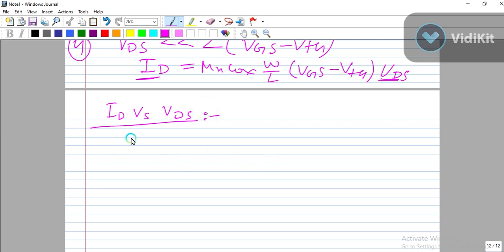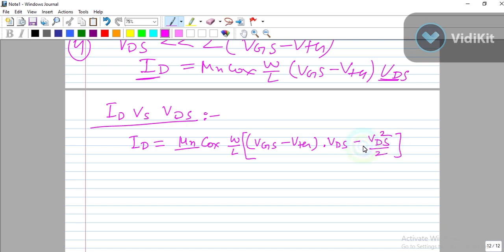In the last lecture we derived ID, so let's write that equation. It is mu n Cox W by L, then (VGS minus VTH) in multiplication with VDS, minus VDS square divided by 2, right? So this is the equation of a parabola.